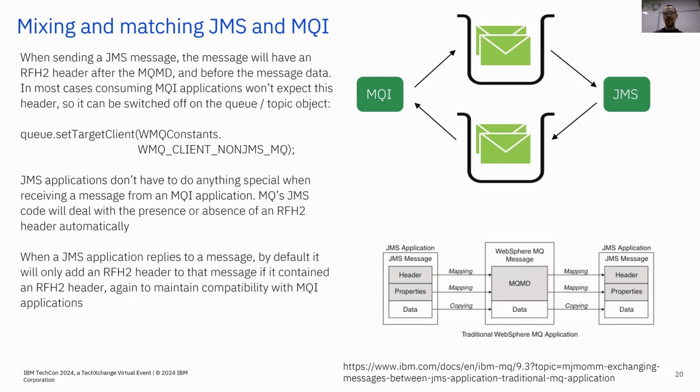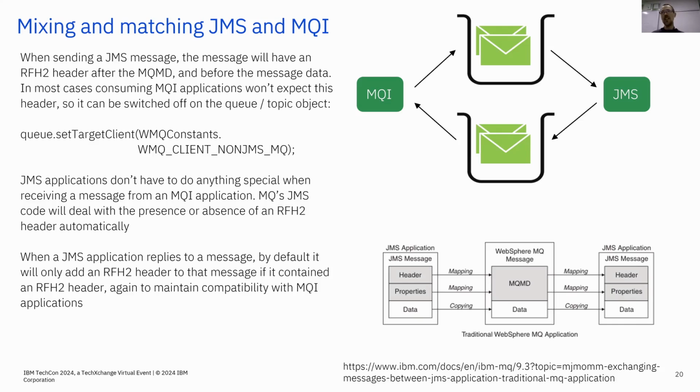So let's talk next about message properties. As I've mentioned before, when you send a JMS message, by default that message will have an RFH2 header stuck on the front of it, basically between the MQMD and the message payload. The RFH2 header contains fields that are specific to JMS message properties. So not all MQI applications can deal with those message properties.